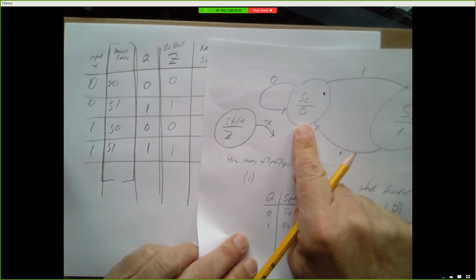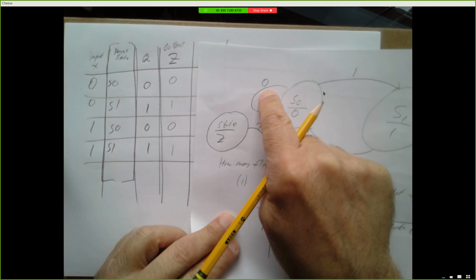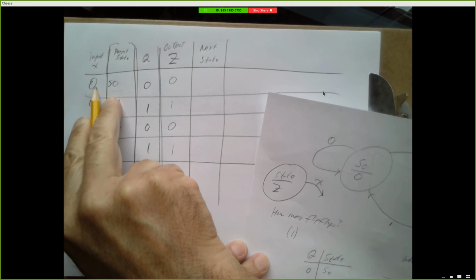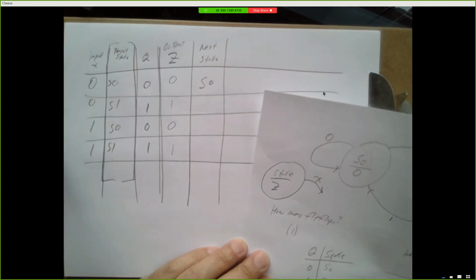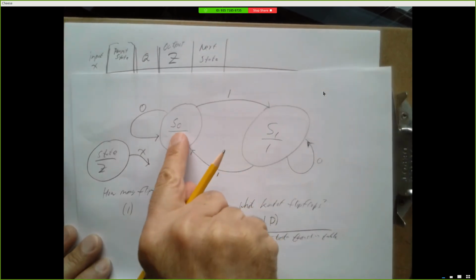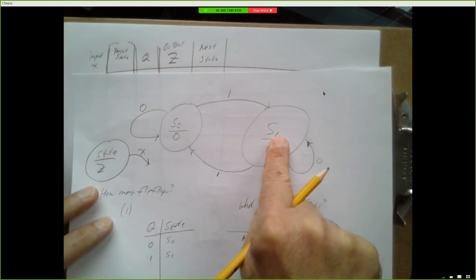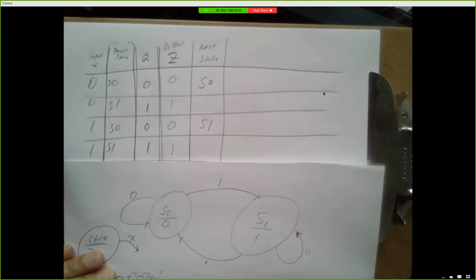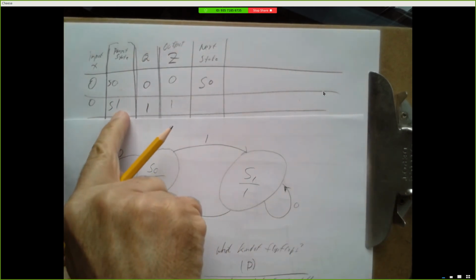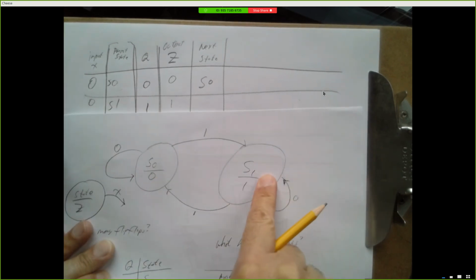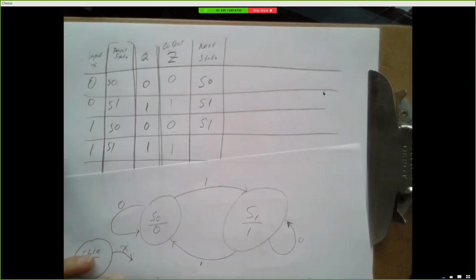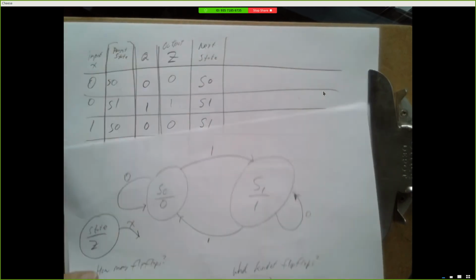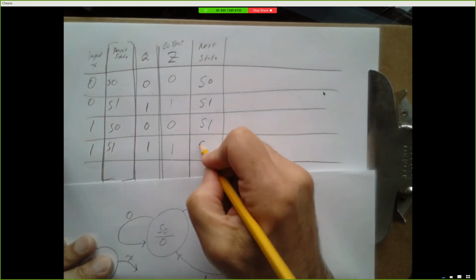If we're in state S0 and our input is a 0, our next state should still be S0. So S0, input is 0, next state should be S0. If we're in S0 and our input is 1, our new state is S1. So S0, input is 1, new state should be S1. S1 and input is 0, your new state should still be S1. And S1 with an input of 1, your new state should be S0. So S1, input 1, S0.